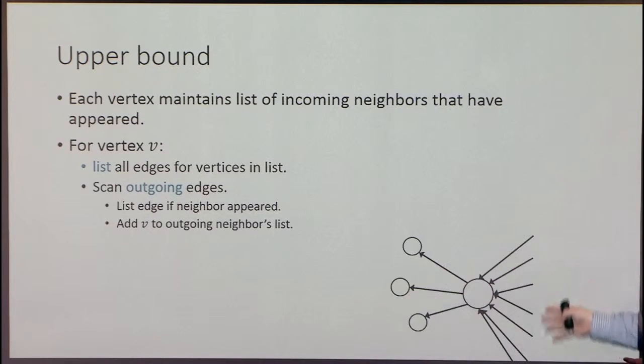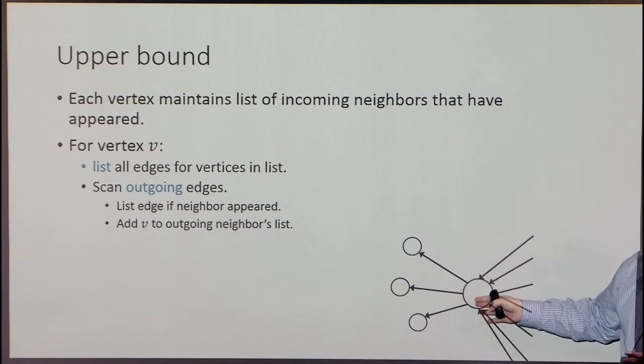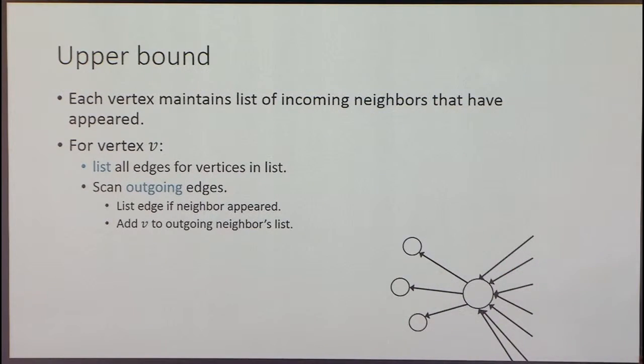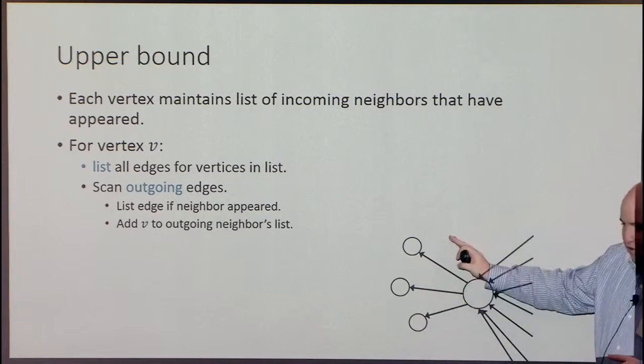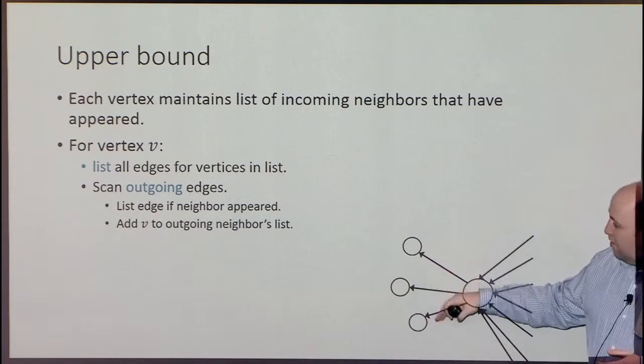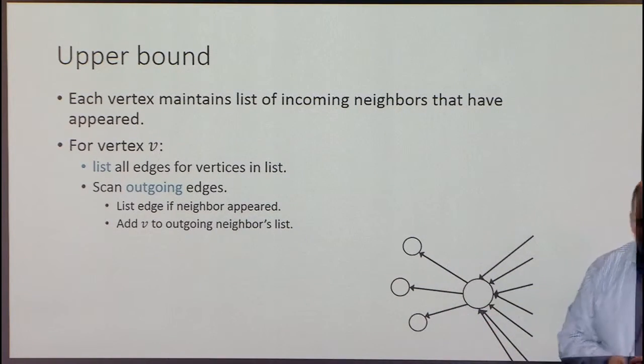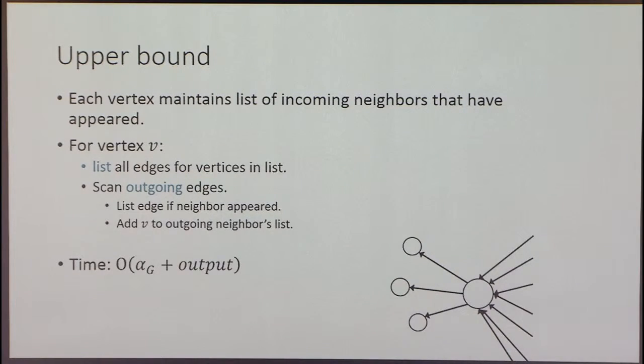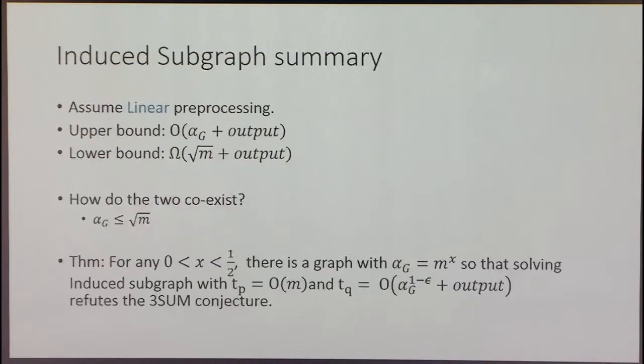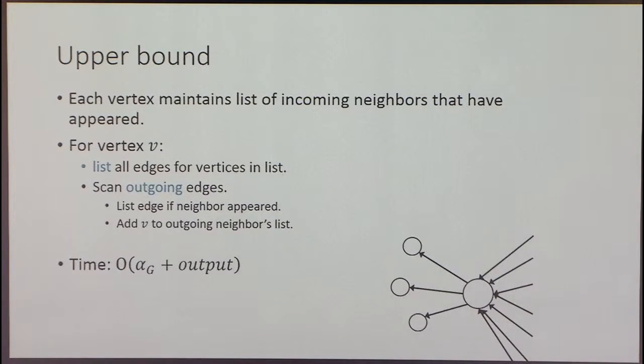If any of my incoming neighbors have already appeared, they should let me know that they have appeared somehow. So I just list this as part of my output. And then we scan outgoing edges, right? We have at most order of alpha(G) edges to scan, and we output what's needed to be outputted. Okay, so the total time is going to be order of the arboricity plus the size of the output. Right, and this is really great news because in practice, the arboricity is really, really low.